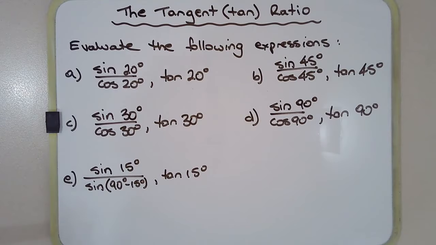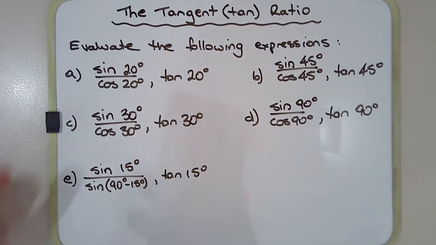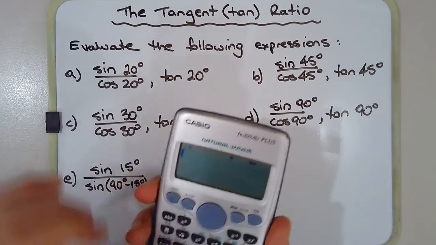I want you to evaluate a few of these. Okay, so I actually come up with just a few examples to start off with. So kind of doing this in reverse, where we look at some examples first, and we try to deduce from these examples some pattern. So sine of 20 over cos of 20.